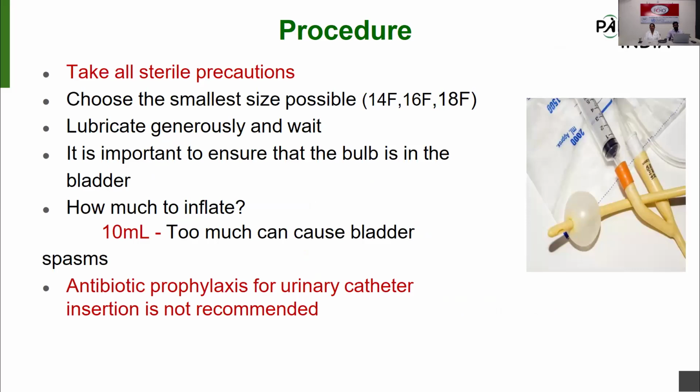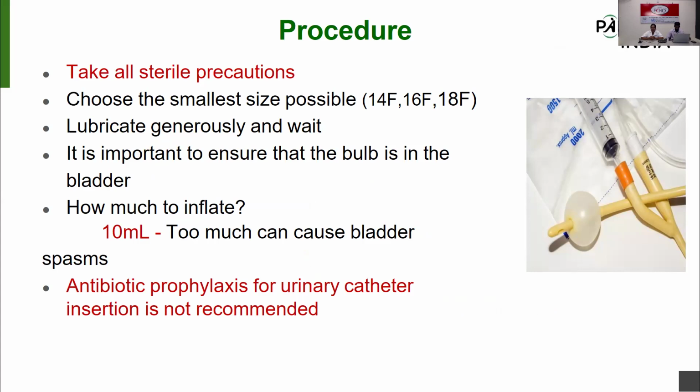Next is the procedure. How will we do the procedure? Take all the sterile precautions. That is very important. Whenever we are doing a catheterization procedure, we have to focus on sterile technique. Then choose the smallest size of the catheter. What is the smallest size? For an adult, it will start from 14 French, then 16 F and 18 F.